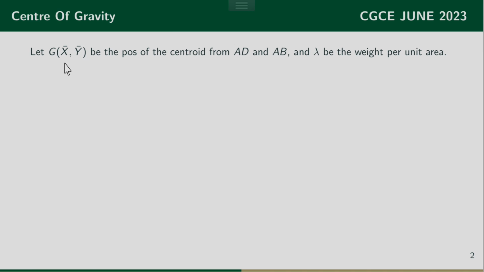To begin with, I will let (x bar, y bar) be the position of the centroid from the sides AD and AB, and let lambda be the weight per unit area. Here we are assuming that the weight is evenly distributed in the lamina, and therefore to obtain the weight of a portion, I will need to find the area of that portion and then multiply it by the weight per unit area, which we let be lambda.